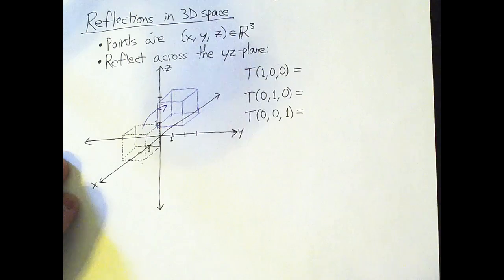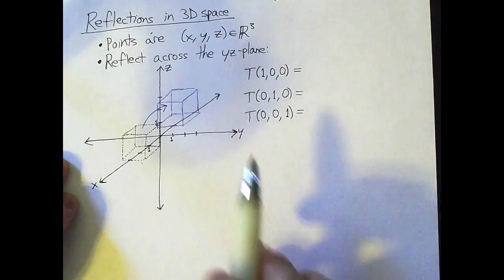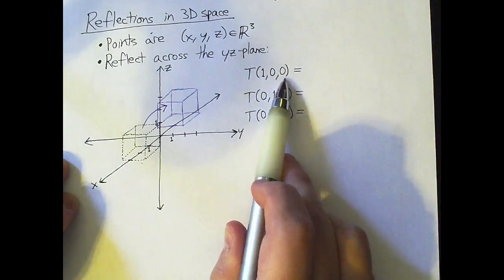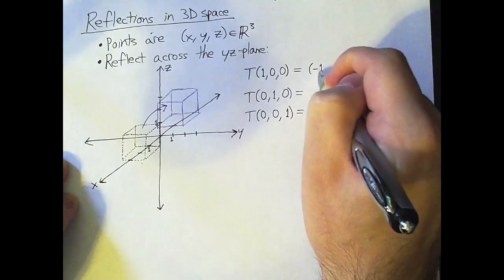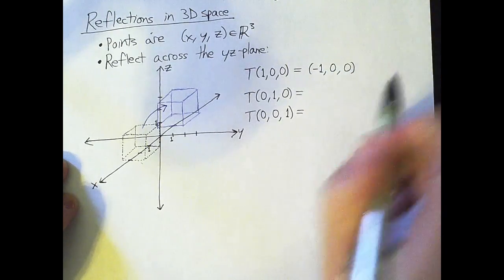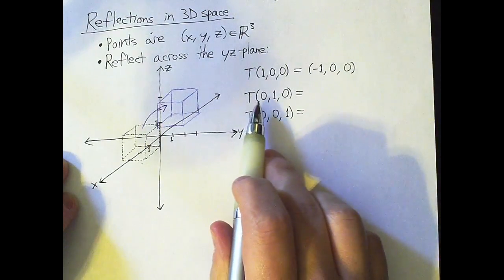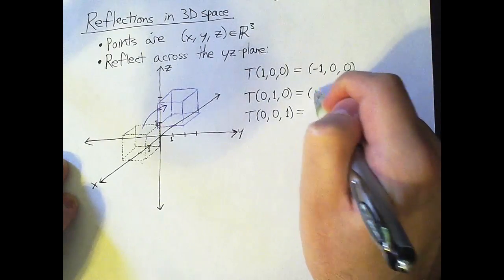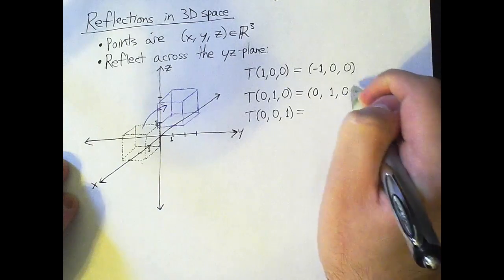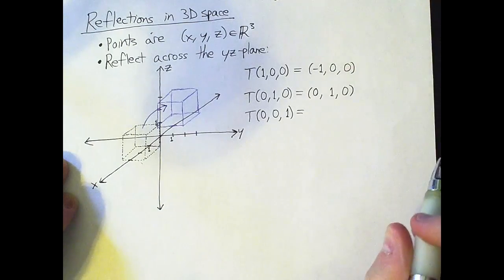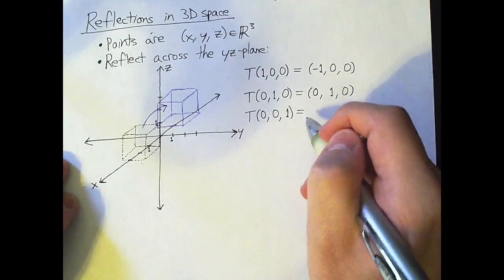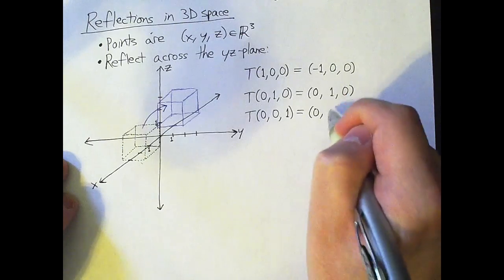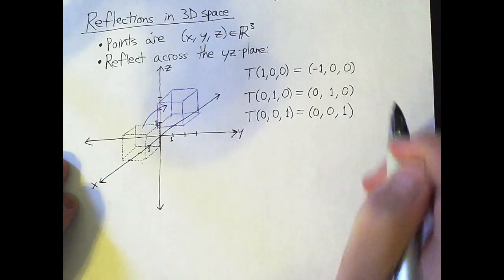All right, so if we're reflecting across the YZ plane, and these are x, y, z, then this should get sent to (-1, 0, 0). This should get sent to (0, 1, 0). This one doesn't move because it's on the axis that we're reflecting across. And then the last one also doesn't move, (0, 0, 1).